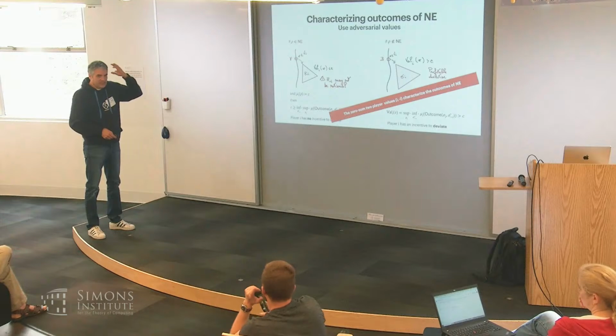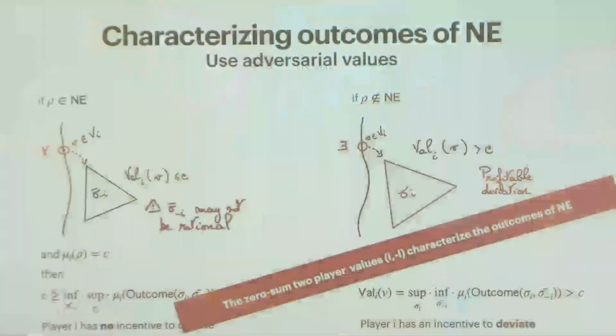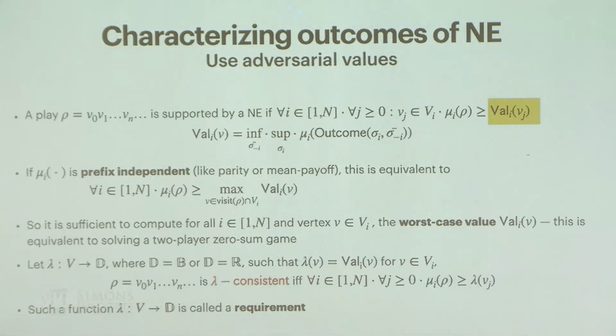You need to remember that computing the worst case value is the way to characterize a Nash equilibrium. Whenever you take a play, it will be supported by a Nash equilibrium if the value given by the play to player I, for all I, is larger or equal than the worst case value that he can get along this play. Okay? Yes.